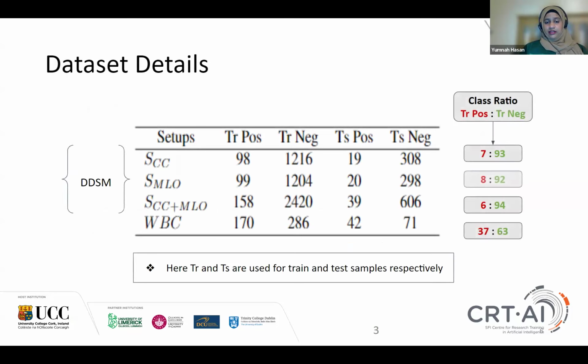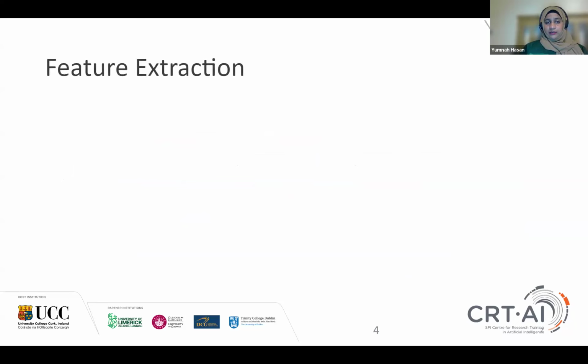The datasets we used in this study, the first 3 setups are from the DDSM dataset, and they are categorized based on the views. And the last one is the Wisconsin one. So the datasets are highly imbalanced, and we deliberately keep the ratio at around 6 to 8% positive images for the DDSM one, and 94 to 92% negative images for the training samples. And for the Wisconsin one, we have 37% positive samples and 63% negative samples for training. So yeah, the data contains quite a highly imbalanced class ratio.